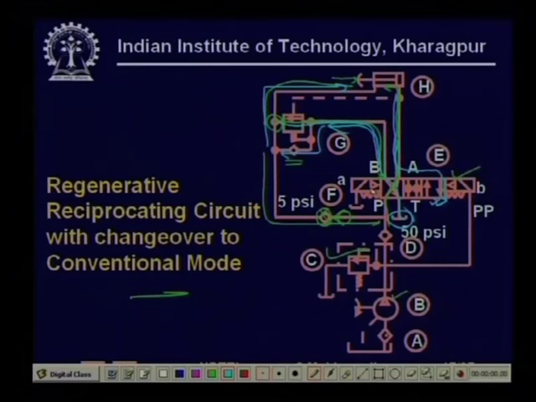The only advantage is that since we have higher force requirement, as long as the force requirement is manageable by the pump, we are going for a regenerative circuit. With the pump flow rate, we are achieving a higher speed. But whenever the force requirement goes up, the system automatically switches over to a conventional circuit. Pressure is now fully applied, so we can manage, and the flow rate falls. And with the flow rate, we have a lower speed. So that is the advantage of this circuit.